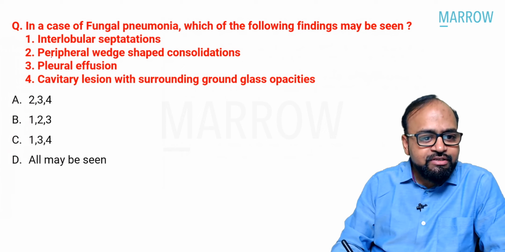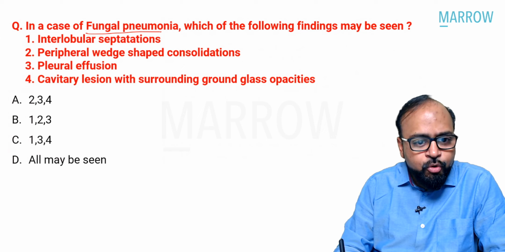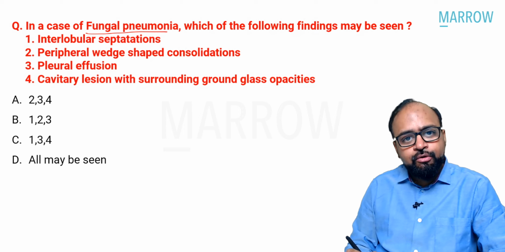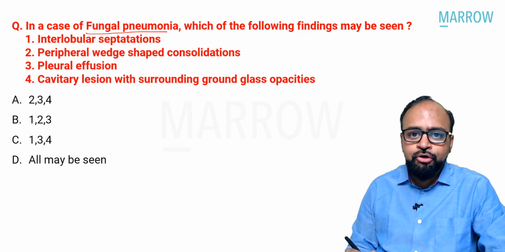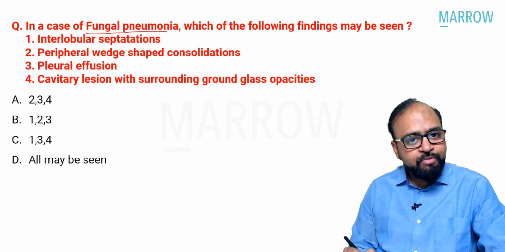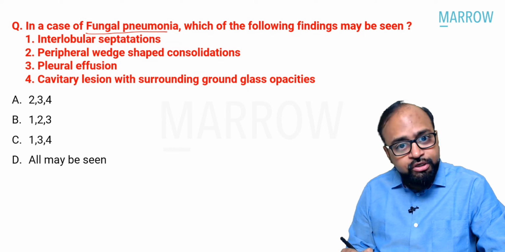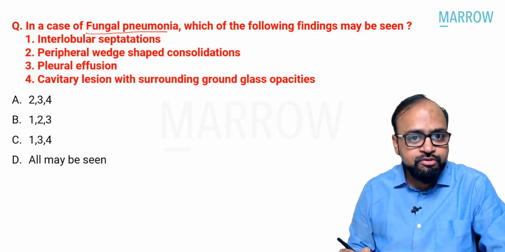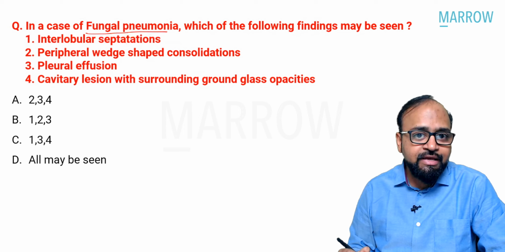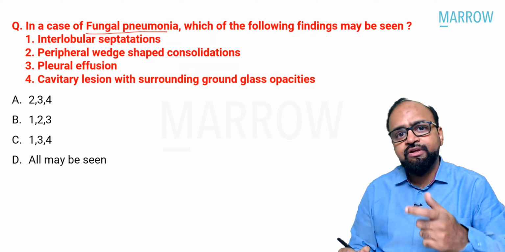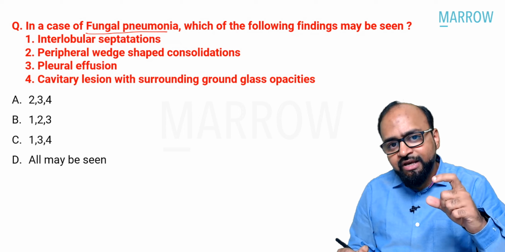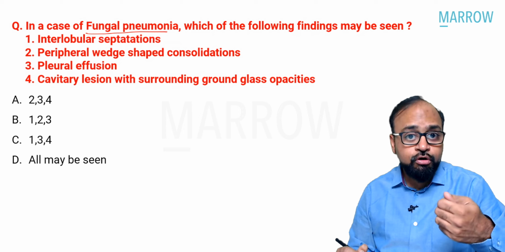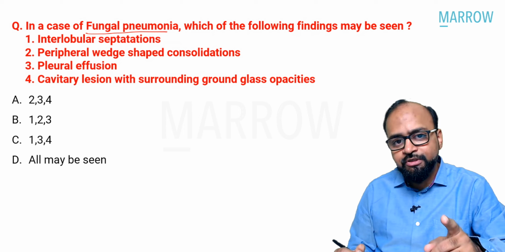Yes. Now look at this. In a case of fungal pneumonia, which of the following findings may be seen? Honestly, I would say that this is an extremely theoretical question. I spoke to a lot of my friends and colleagues who have the ultimate expertise in reporting HRCTs, especially with infectious diseases, and each one of them agreed that the options mentioned here are extremely theoretical. If there is any question where there would be a little bit of controversy as to what the exact answer would be, it is going to be this particular question.